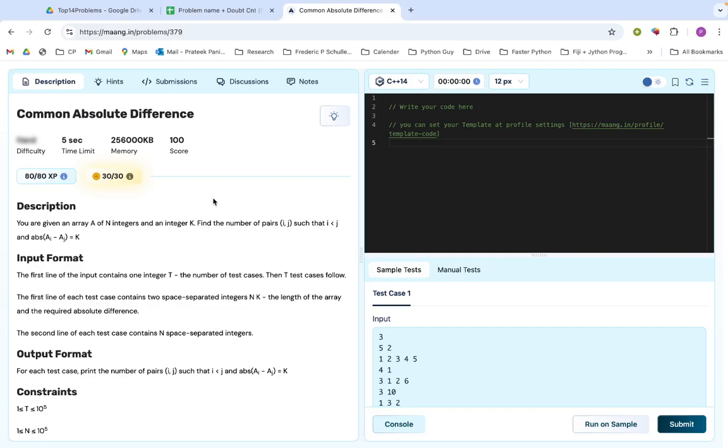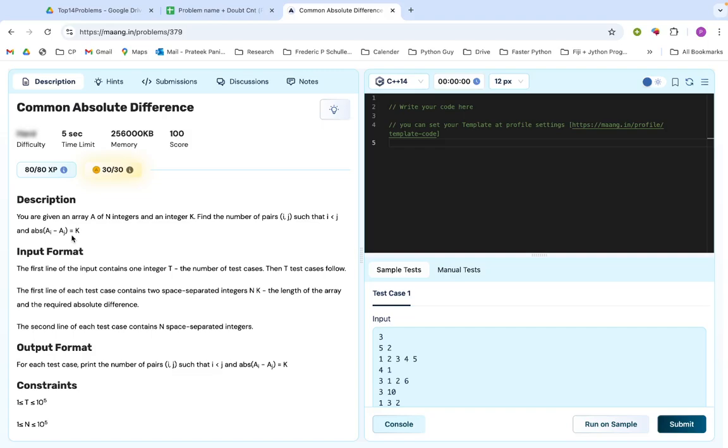Hi guys. So let's discuss this problem called common absolute difference. It's an interesting one. We are given an array A that contains n integers, and on top of this array we are given an integer k. We need to count the number of pairs i, j such that i < j. So the pairs are ordered and follow a condition: the absolute difference between A[i] and A[j] should be exactly k.